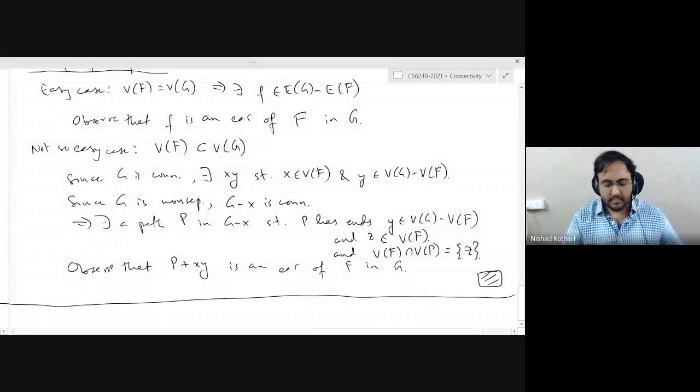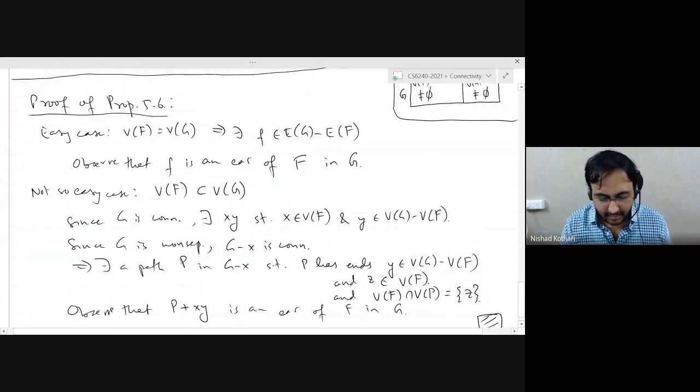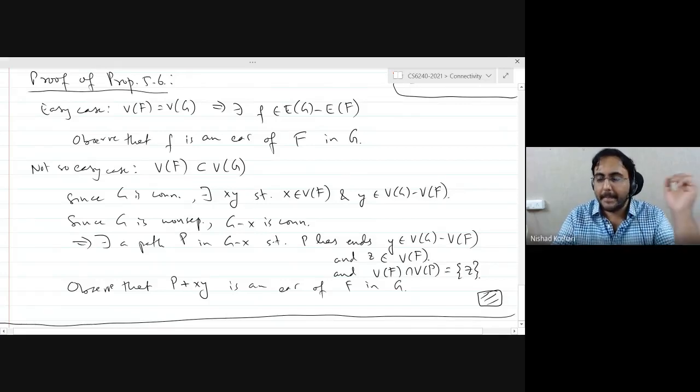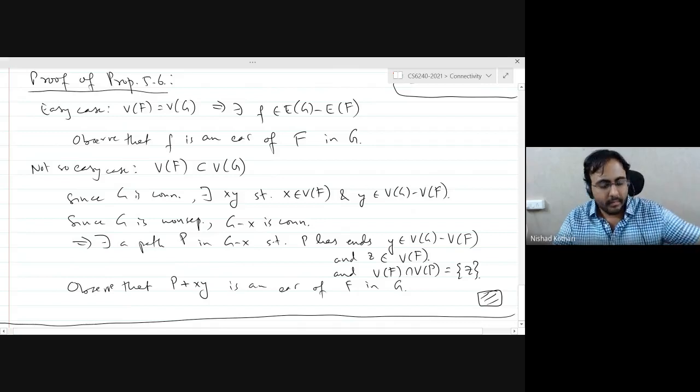Okay, so I've gone about 4 minutes over time. I'm sorry for that. This is the end of the proof of proposition 5.6. Are there any questions or concerns? It was a bit fast, but it's actually a fairly straightforward proposition to prove. Any questions or concerns regarding the proof or the statement of the proposition?